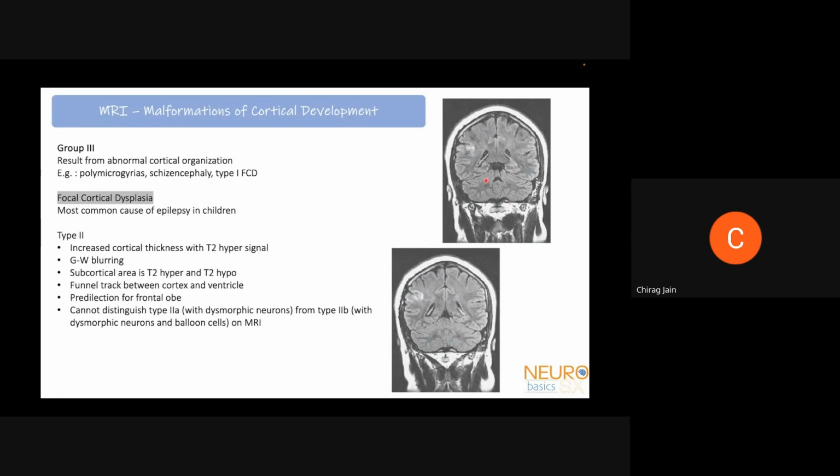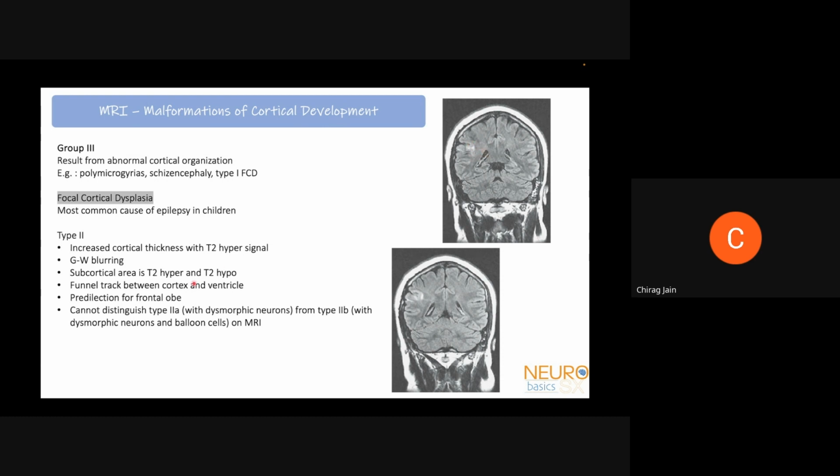Type 2 FCD, on the other hand, is a little bit more obvious, as we can see here. Here, the cortical thickness actually increases. There is also gray-white blurring here, but it is a little bit more obvious as compared to type 1 FCD. The subcortical area is T2 hyper and T1 hypo. Also, it tries to create a funnel track between the cortex and the ventricle.